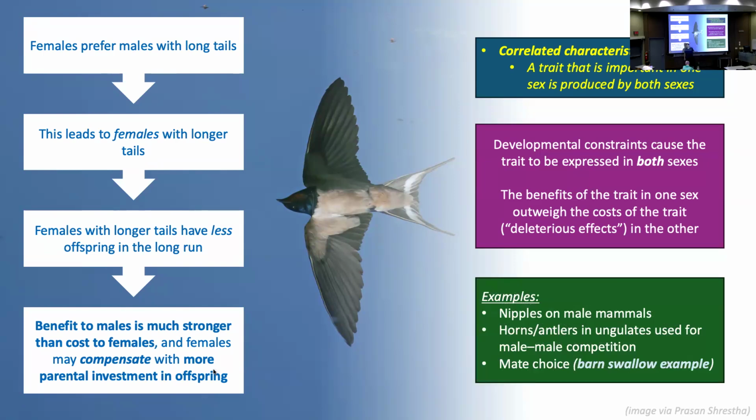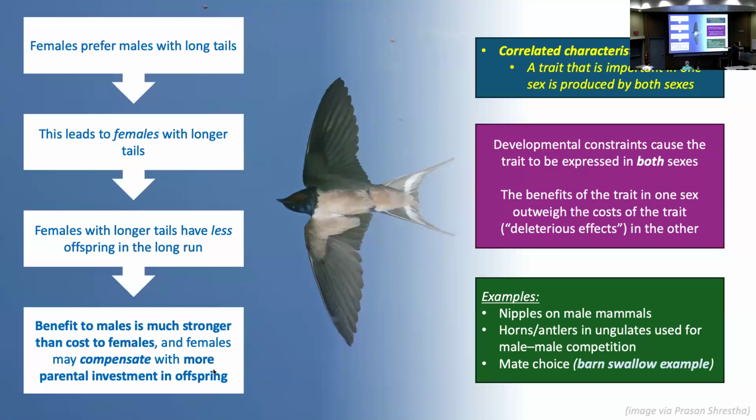Other examples are nipples on male mammals, for example. Can't get rid of them. It would be too much of a developmental change. It'd be too costly. And so the male expresses them at a cost to the male for generating this biomass that it doesn't need, and so you end up getting these things which only have function in the female. Horns and antlers in ungulates are used for male-male competition. And so those are things that you can see expressed on a male that end up showing up on the female as well, even though they don't play any role that we can see in female-related social behavior.